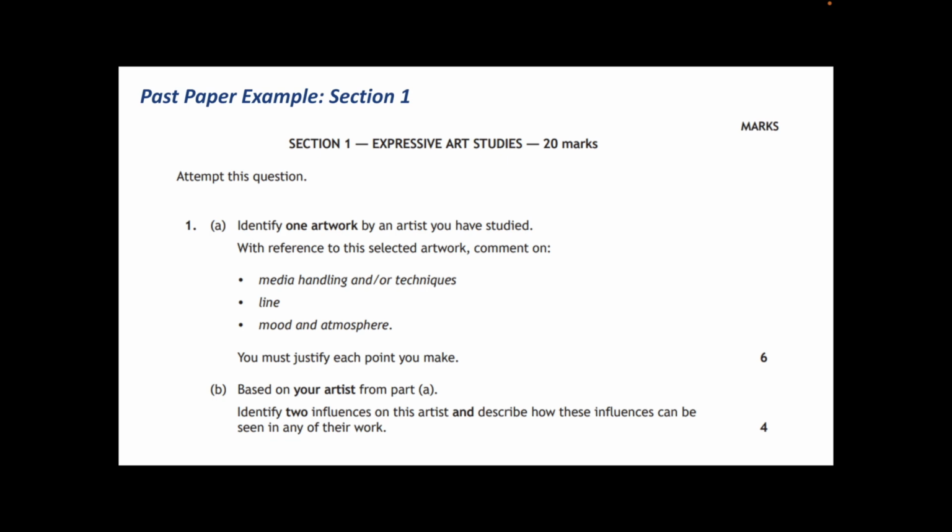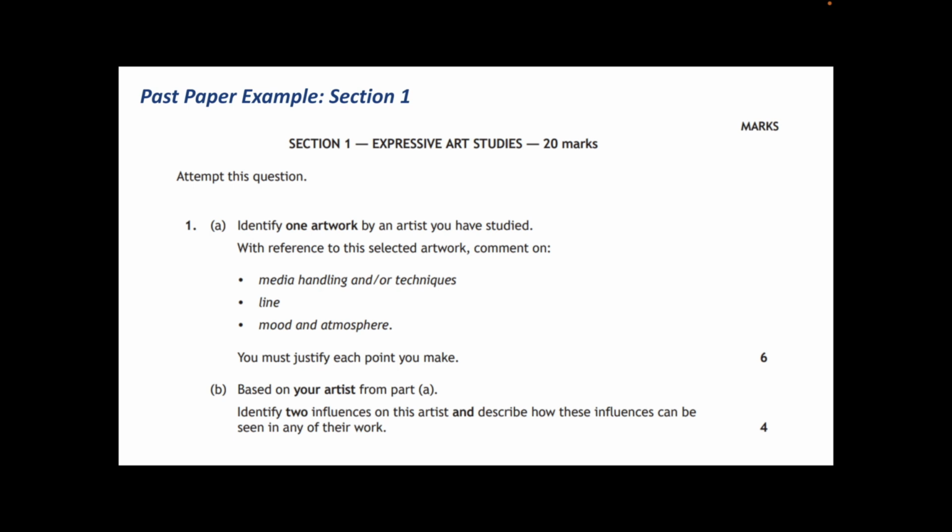These vary from year to year, but the first prompt will be one from either composition arrangement or media handling and/or techniques. The second prompt will be a visual element, which could be colour, line, tone, texture, shape and/or form, or pattern. The third prompt will be one from scale, style, subject matter imagery, mood and atmosphere. In this past paper example, the prompts chosen are media handling and/or techniques, line, mood and atmosphere.